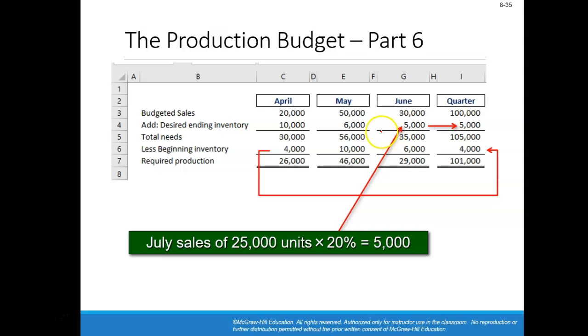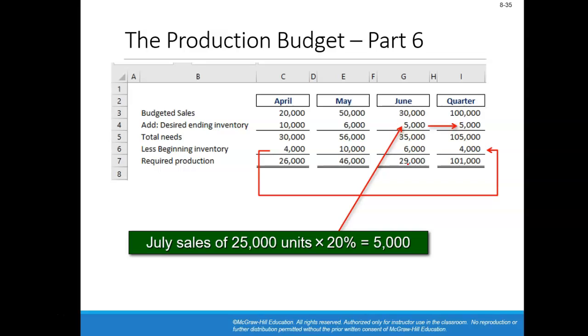Now keep in mind again, we already have 6,000 units available, which was your May ending inventory. This 6,000 becomes your June beginning inventory. So we need to produce 29,000 units in the month of June.